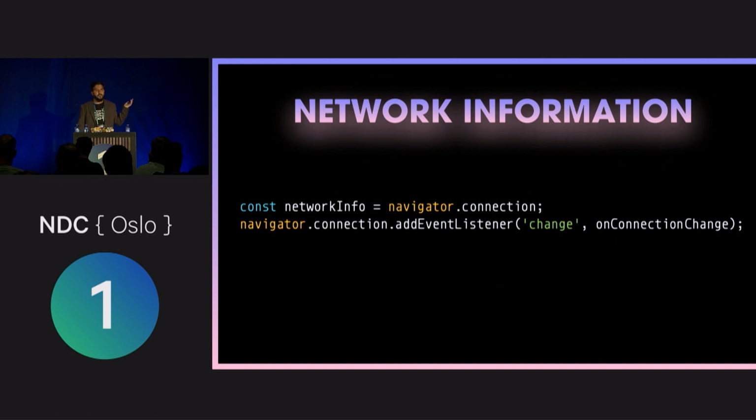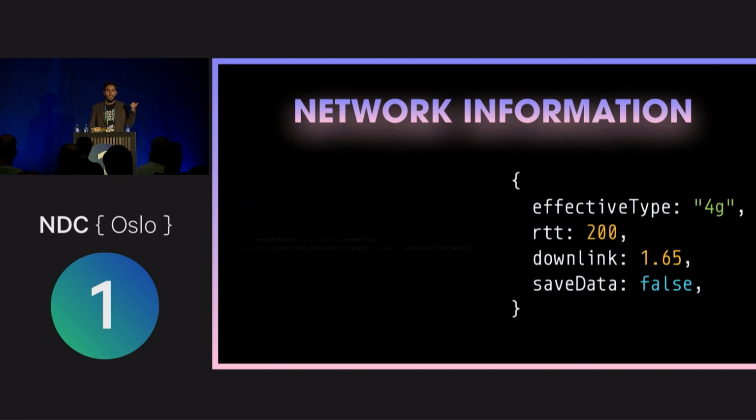In a similar way, we have network information. Again, we can check the current status, and we can register an event listener. And this is the kind of information we have. It's going to tell first whether it's a 2, 3, or 4G connection, or even if it's a slow 2G connection. It also has the round trip time, which is really helpful, an estimation of how long downloads are taking, and last but not least, whether, on a mobile phone, for example, the save data mode is activated.